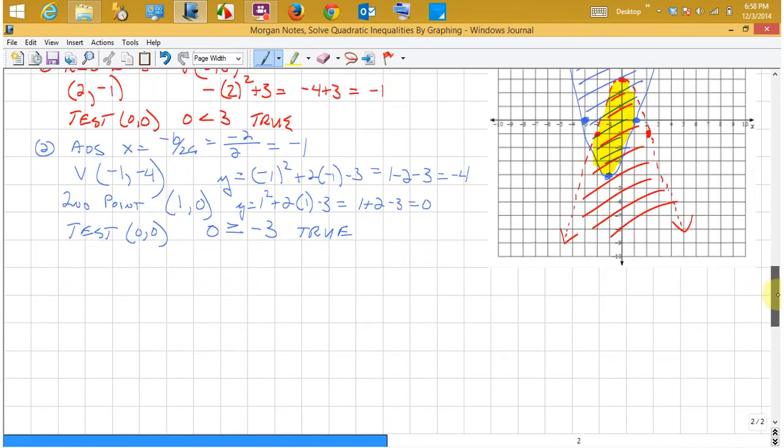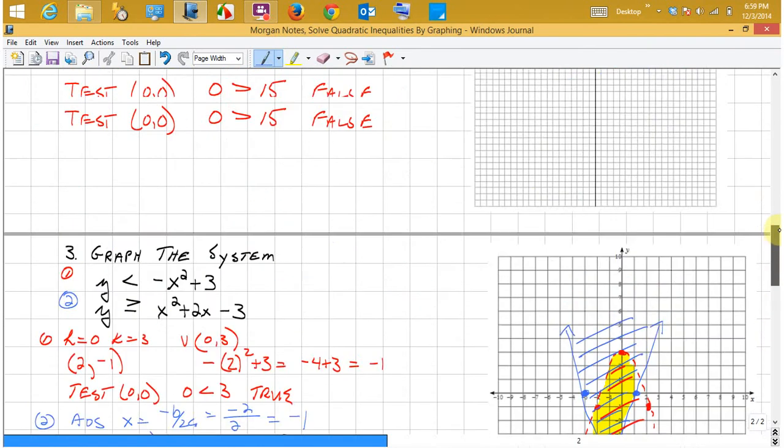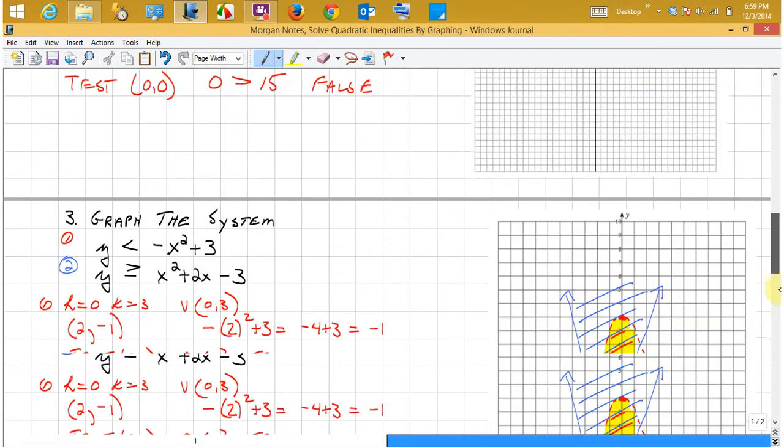So that's how we plot a system of quadratic inequalities. To save time, I don't think I'm going to work the other example out. I think you get it. That should be enough.